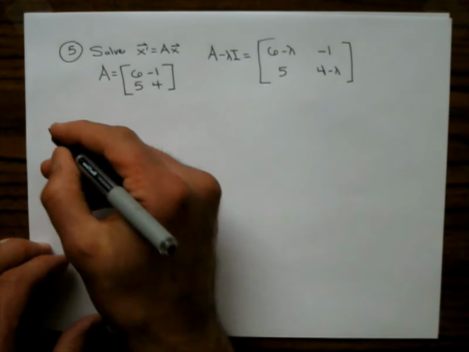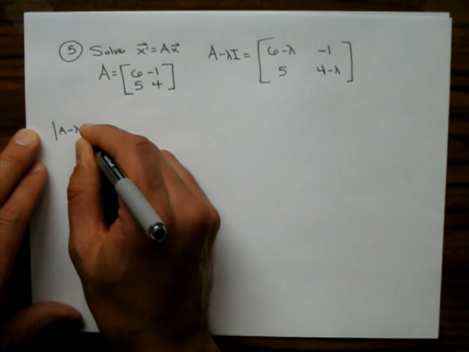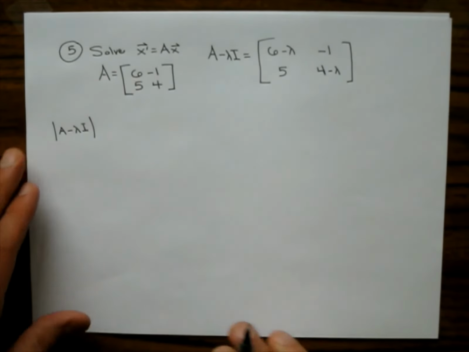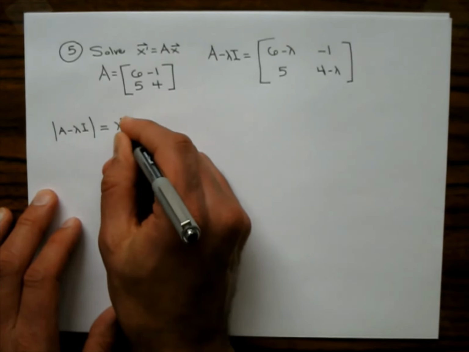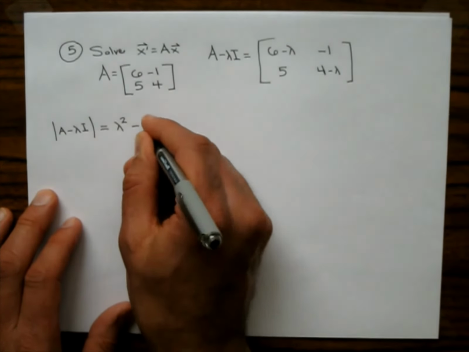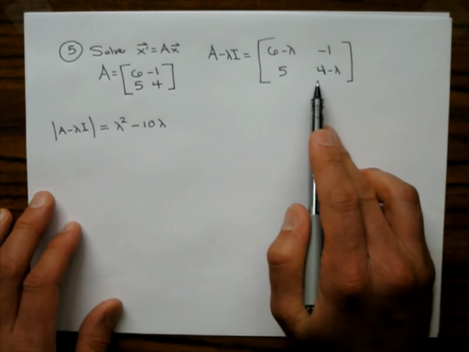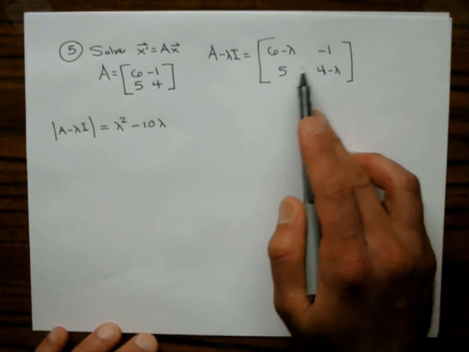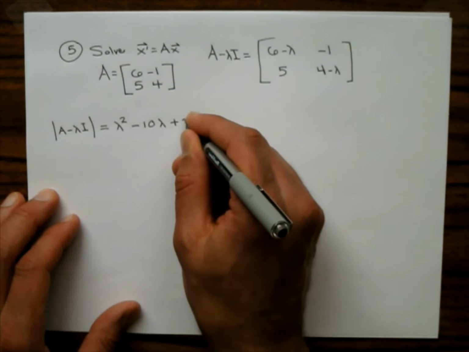Now what I want to do is take the determinant of that, and when I do that I end up getting lambda squared, then -6 lambda minus 4 lambda, so that's -10 lambda, then plus 24, and then plus 5, so that's going to be plus 29.